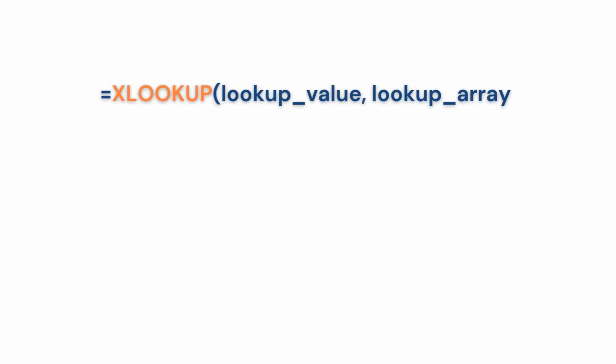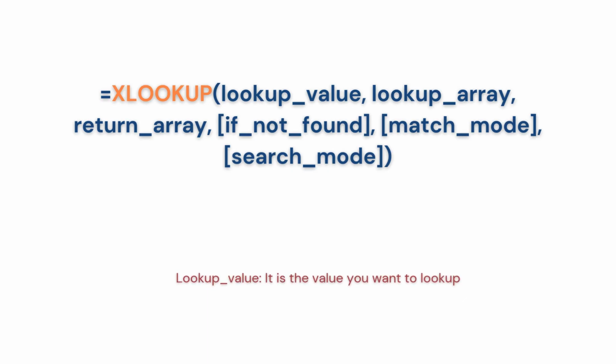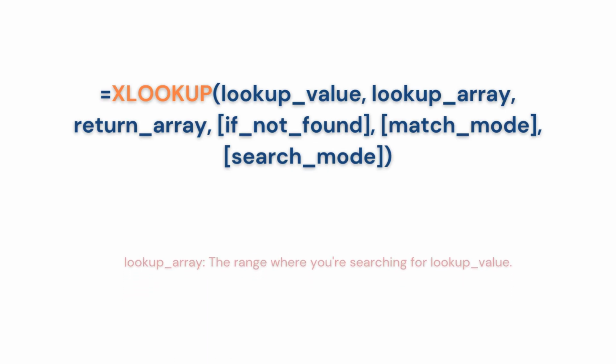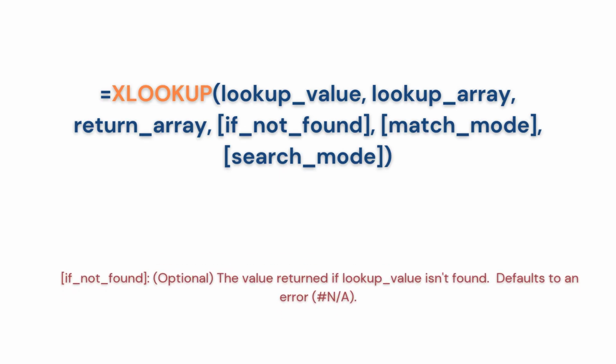And the syntax for that is XLOOKUP of lookup value, lookup array, return array, if not found, match mode, search mode. Here, lookup value is the value you are searching for. Lookup array is the range where you are searching for the lookup value. Return array is the range containing the values to return. If not found is the value returned if the lookup value is not found, which defaults to an error, that is #N/A, and it's optional.